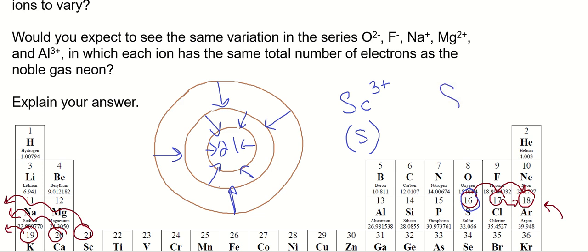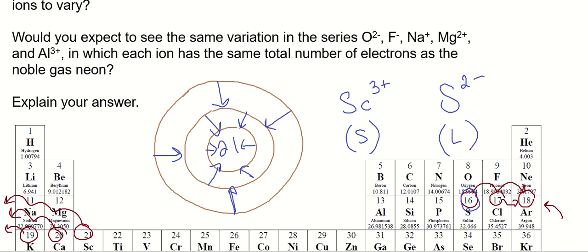All right, on the other end, sulfide, it has 2 extra electrons, so it's just going to puff up. That's going to be the largest ion because it has only 16 protons and even more electrons, and those electrons are going to want to repel each other.